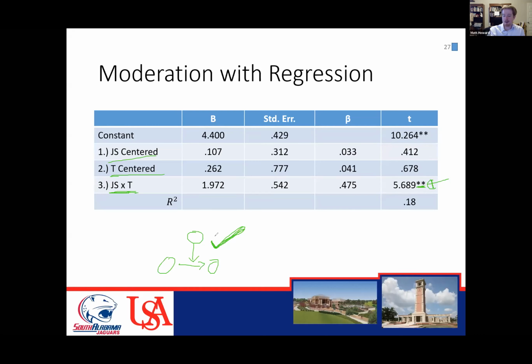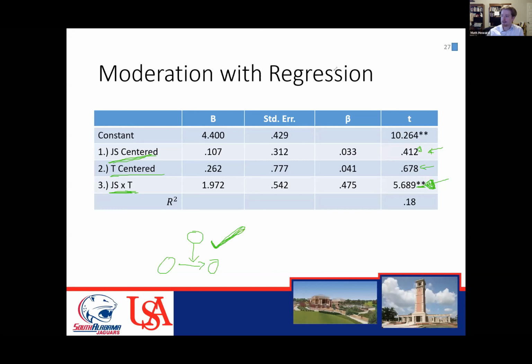Once again, just like ANOVA and chi-square, if we have a significant moderating effect, we tend to not interpret our lower order terms, in this case our direct effects. So even if these were significant, if we found a significant moderating effect, we typically would not talk about our direct effects. We wouldn't really talk about job satisfaction as a predictor, because our interaction term was significant, and that's the only thing we would focus on.